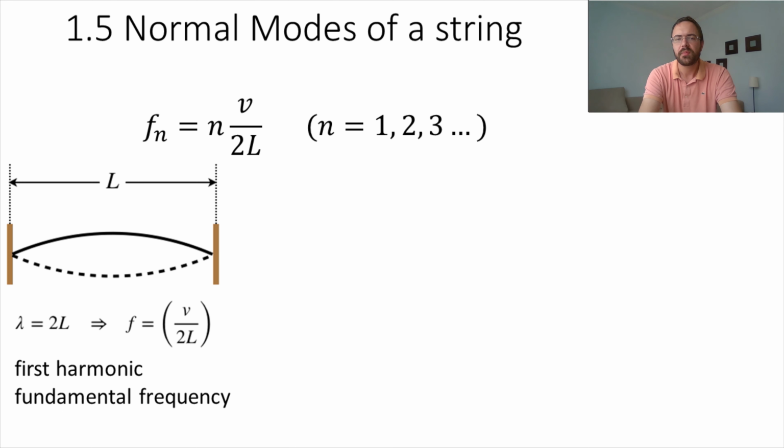Now let's look at a couple of solutions. For n equal 1, we have f1 is equal to v over 2L. And this is called the first harmonic or the fundamental frequency. And it corresponds to the case where we have two nodes on both ends and one antinode in the middle.